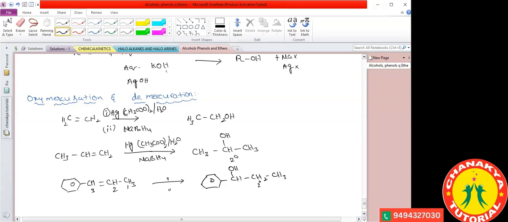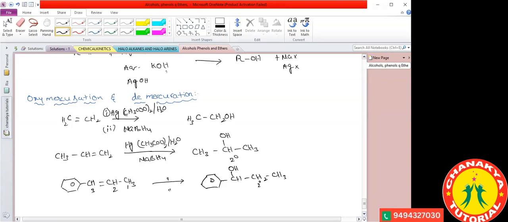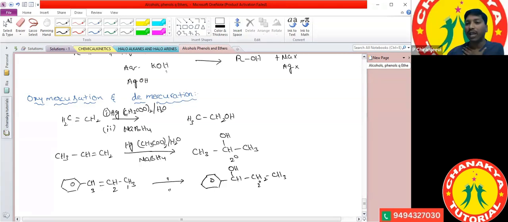Sir, it sometimes follows Markovnikov, not always, right? Everywhere we are taking it as the Markovnikov rule only in the oxymercuration demercuration reaction. So phenyl is also part of the Markovnikov rule because phenyl is more reactive. Yes, benzyl carbon is more reactive.